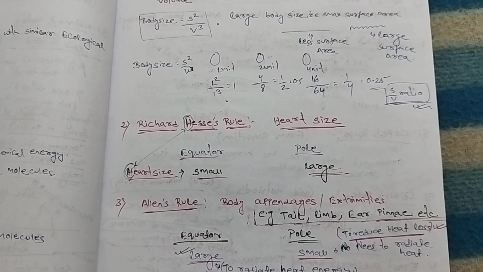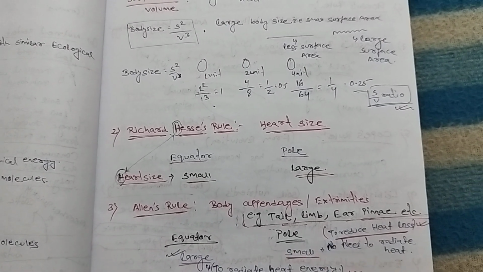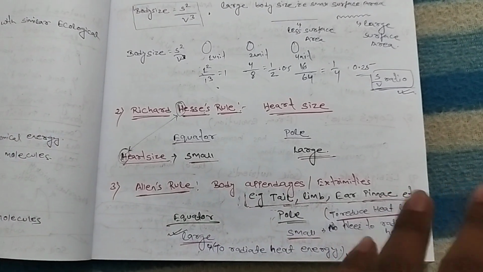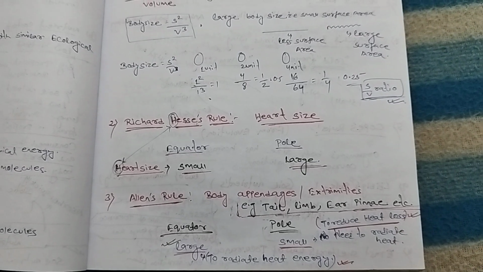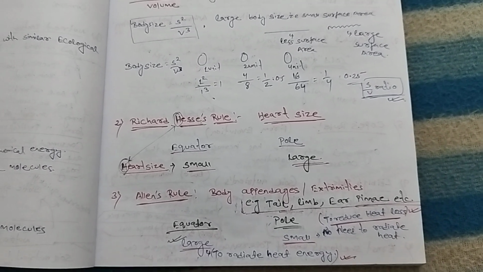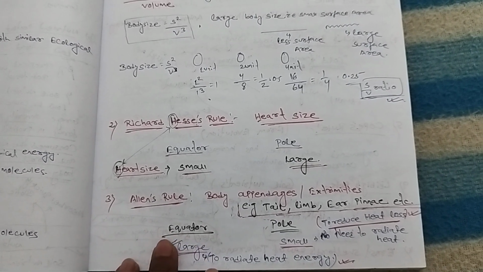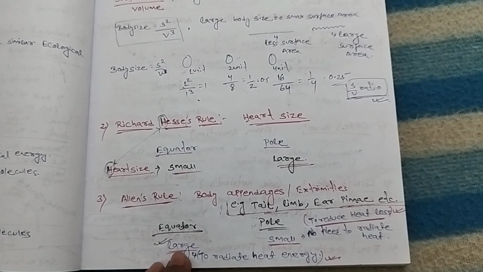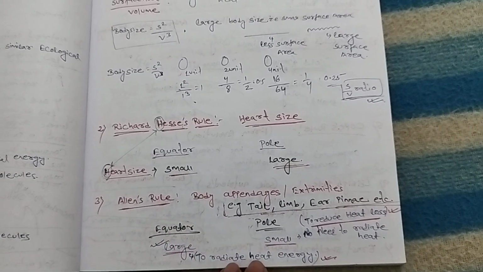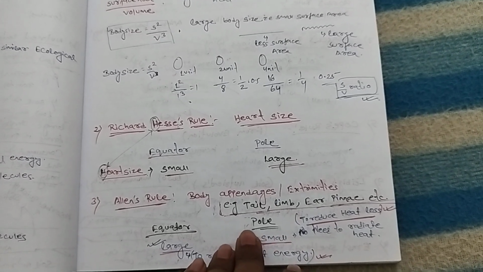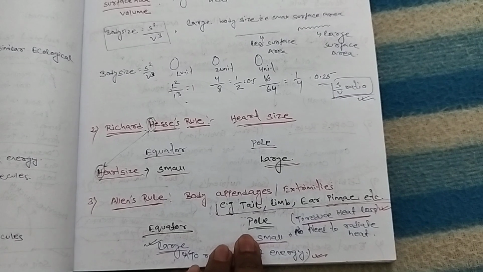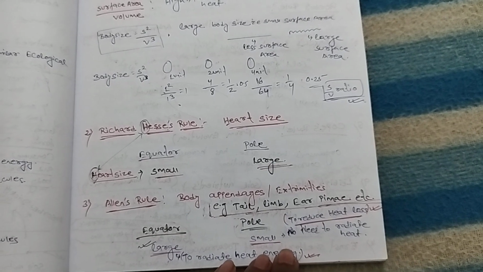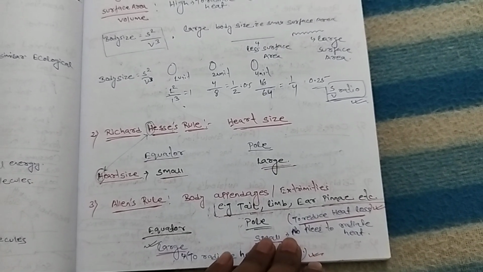And come to the third rule, that is Allen's rule. It mainly says about the body appendages and extremities like tail, limb, ear pinna, etc. The body appendages mainly help to radiate heat. So you can imagine the animals which are living in the equator require these appendages in more quantity, so that they can radiate the heat out through them. And the animals which are living in poles have comparatively small tail, small limbs, small body appendages to reduce the heat loss, and they have to conserve the heat energy.